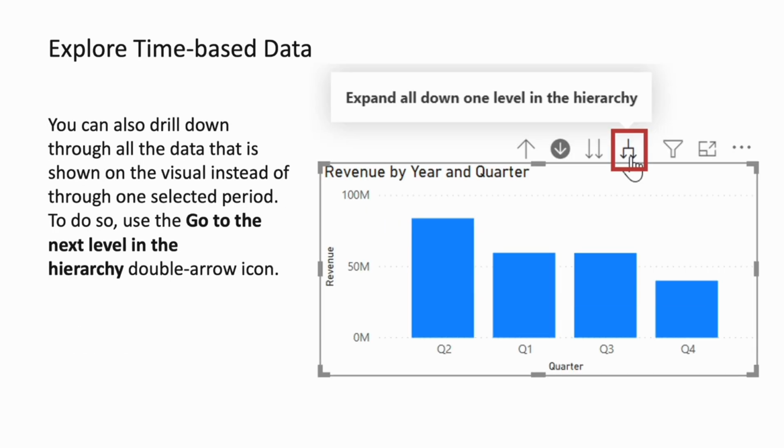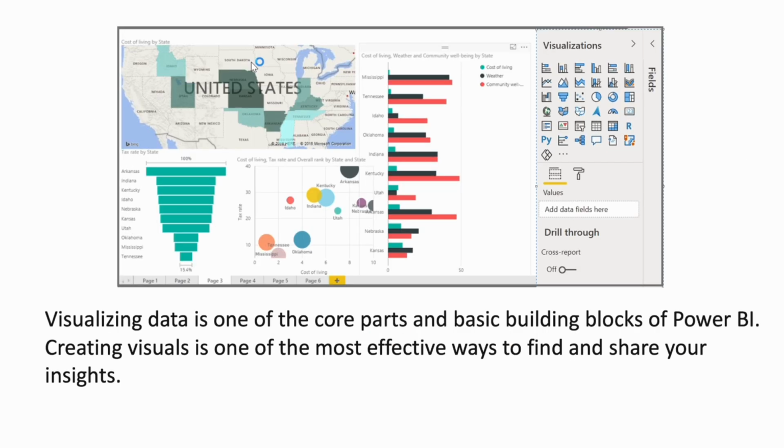Use the double arrow icon to drill through all data rather than a single selection. This gives a complete view across all periods. Visuals communicate insights; charts and tables help identify patterns quickly. The images show common examples like bar charts, line charts, and tables.